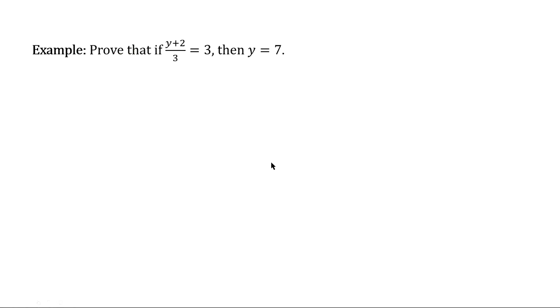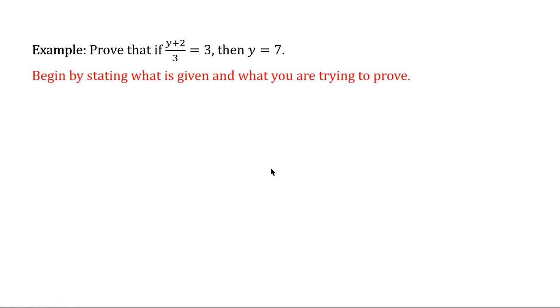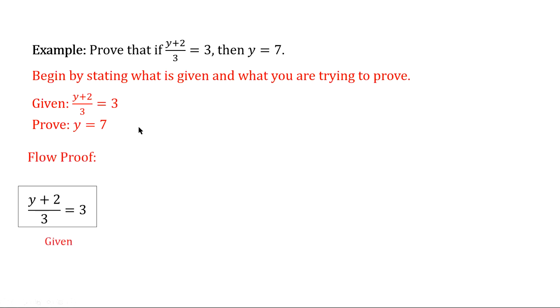So our example is, prove that if y plus 2 divided by 3 equals 3, then y equals 7. So we go back to our steps. We begin by stating what is given and what you are trying to prove. We're given y plus 2 divided by 3 equals 3. That's what we're told. We're trying to prove y equals 7. So our first step of our flow proof is to give our given in a box: y plus 2 divided by 3 equals 3. That's what the first step of the flow proof looks like.